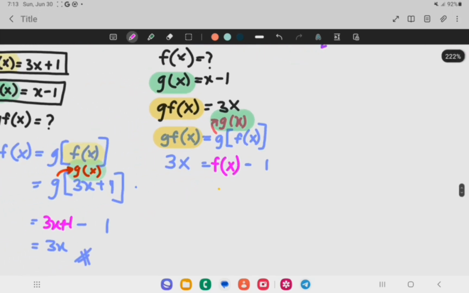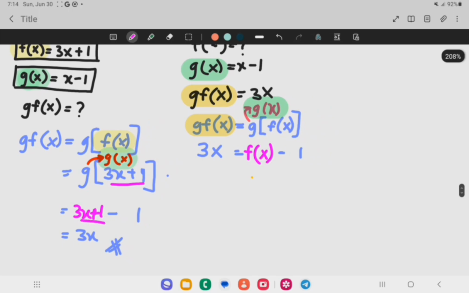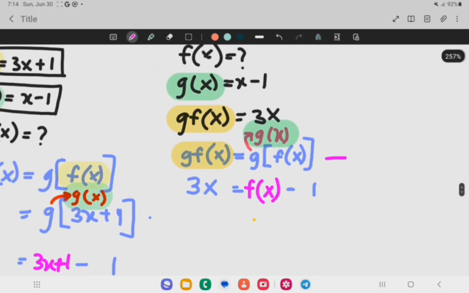Don't get confused, here you're doing exactly the same thing again and again. Like here, it comes from gx, so we write the gx equation, x minus 1, but what we did was replace the x with 3x plus 1. Basically we are doing exactly the same thing over here as well. This also comes from gx, so you write the gx first, which is x minus 1, but now the x has become fx, so you are not supposed to write x minus 1. You are supposed to replace the x with fx.